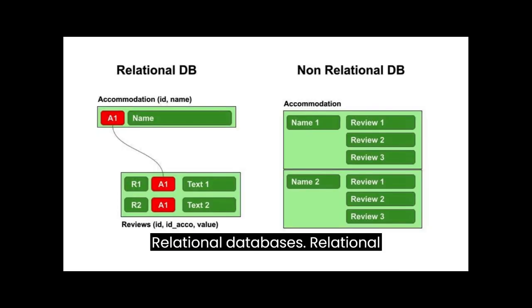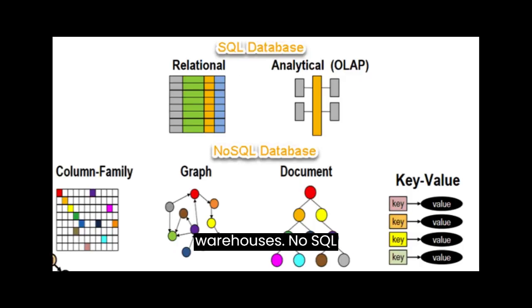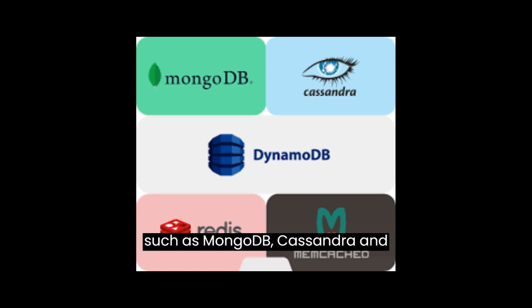Relational databases like MySQL, PostgreSQL, and Microsoft SQL Server are used for storing structured data with well-defined schemas. They are often used in transactional systems and as sources for data warehouses. NoSQL databases, such as MongoDB, Cassandra, and Redis, are used for handling unstructured or semi-structured data and for scenarios where high scalability and flexibility are required.